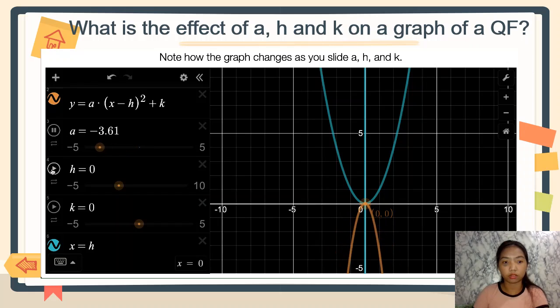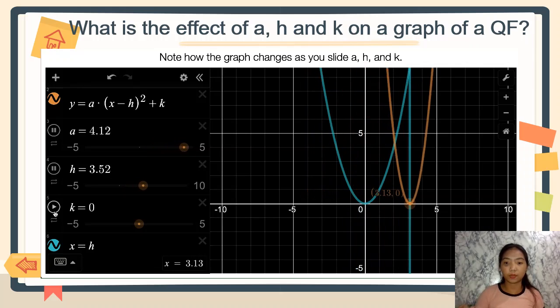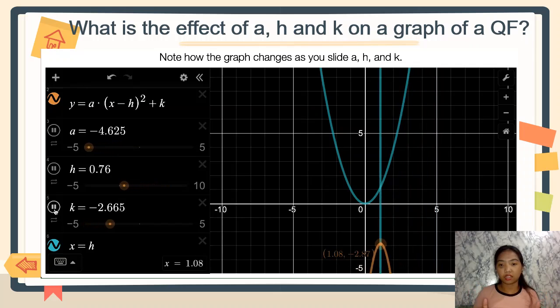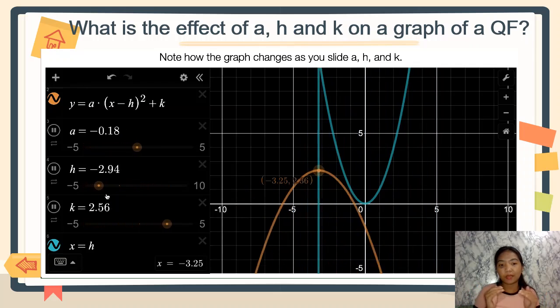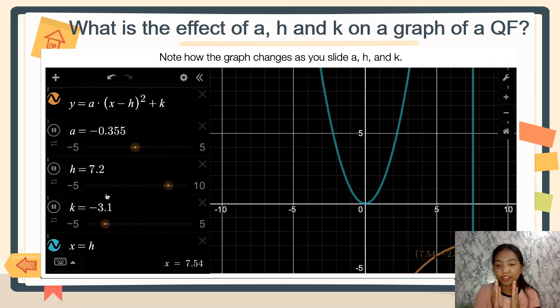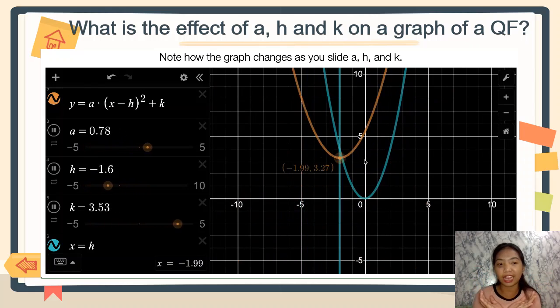I am now turning on a, h, and k. To summarize, if a is positive, the graph opens upward. If a is negative, it opens downward. If a becomes bigger, the graph is narrower. If a is smaller, the graph is wider.